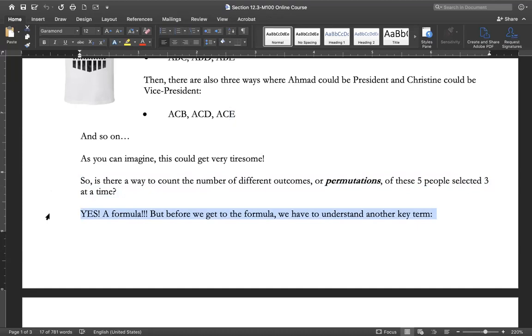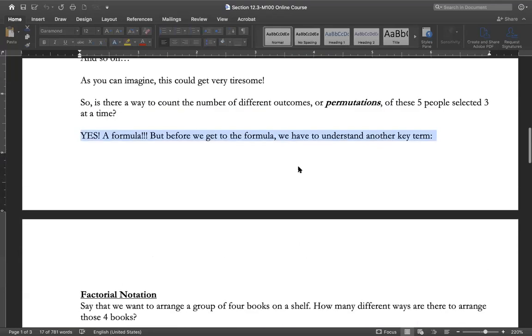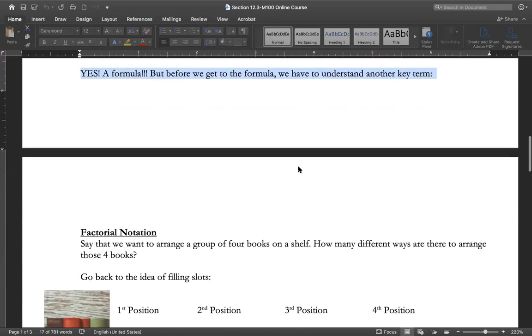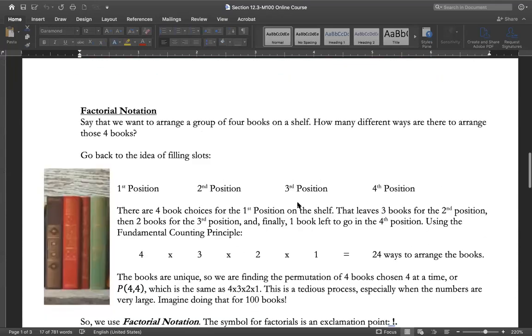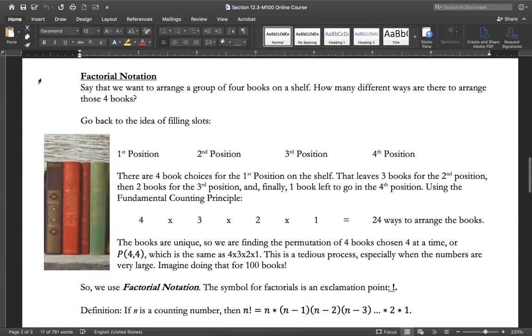I want to remind you, if you think back to when we did the line of best fit in the early part of the semester, and we had that really horrific looking formula where we had sigma x and sigma y and sigma xy and all that stuff. The formula looked ugly, but the nice thing is you can just plug some numbers into the formula and get results out. There is a formula, but before we talk about that formula, we need to understand another term, and that term is factorial notation.